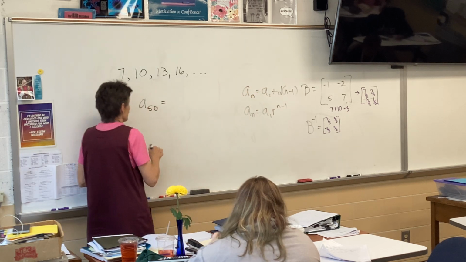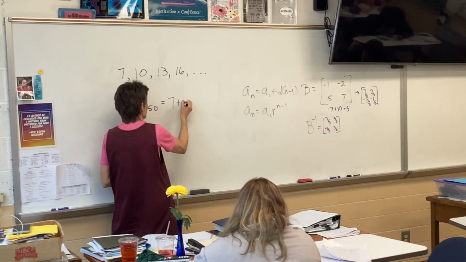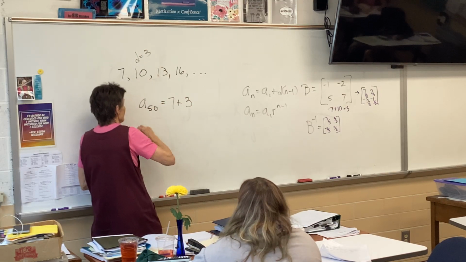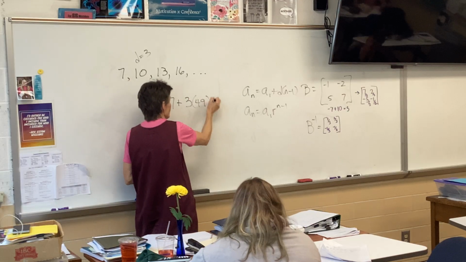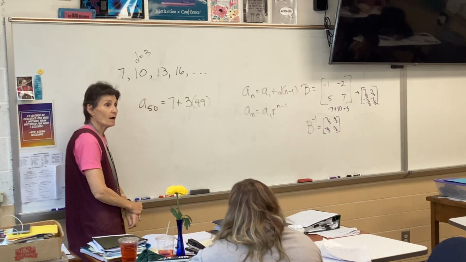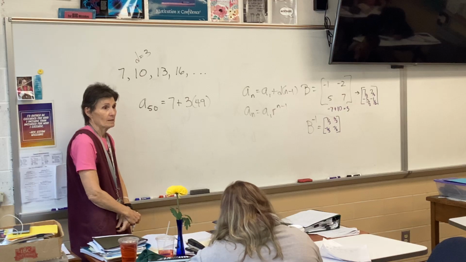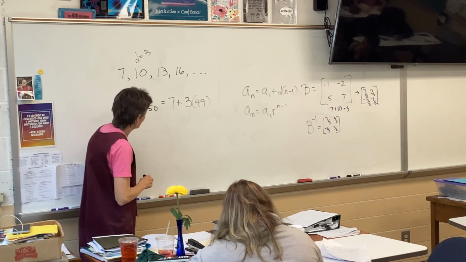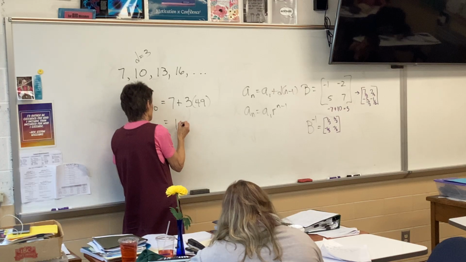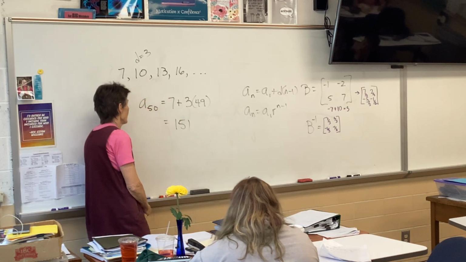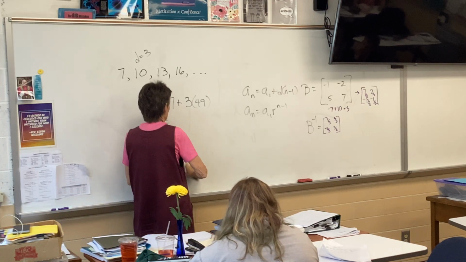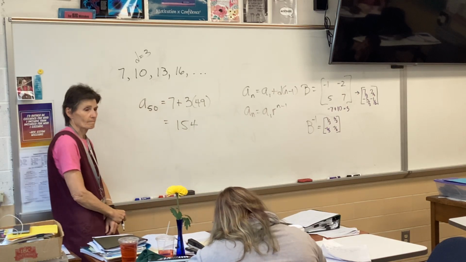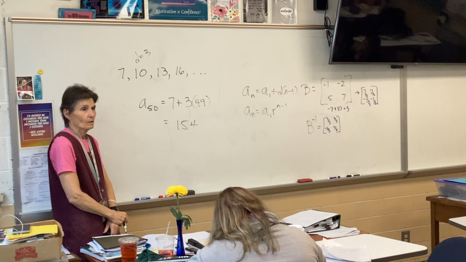So my first term is 7. My difference is 3. You figured that out already. And then n minus 1 will be 49 because n is 50. And then I just type that in on my calculator. Okay?